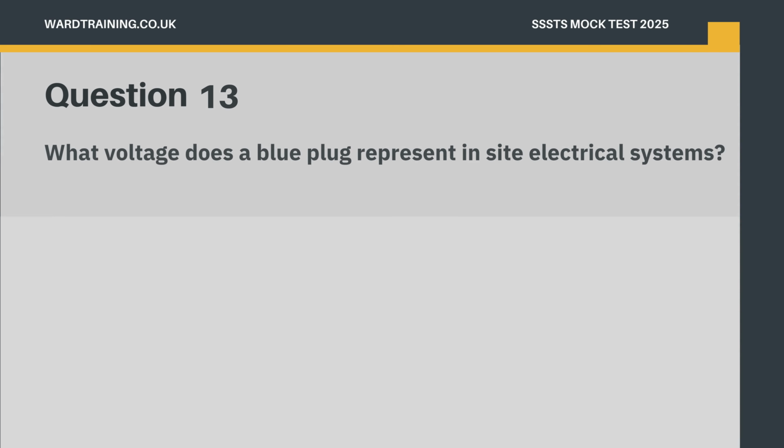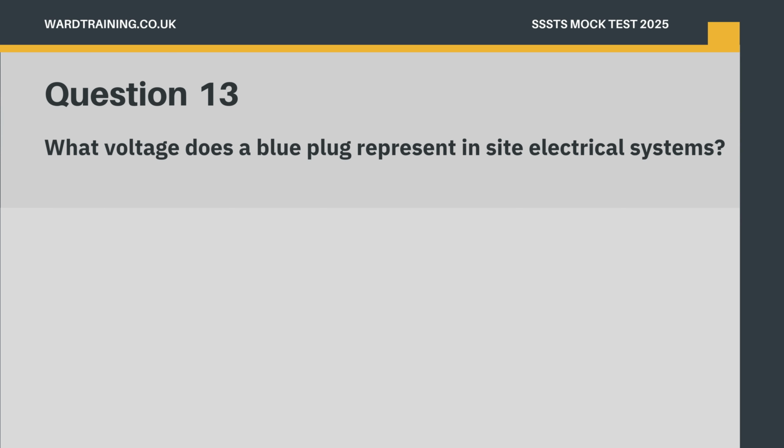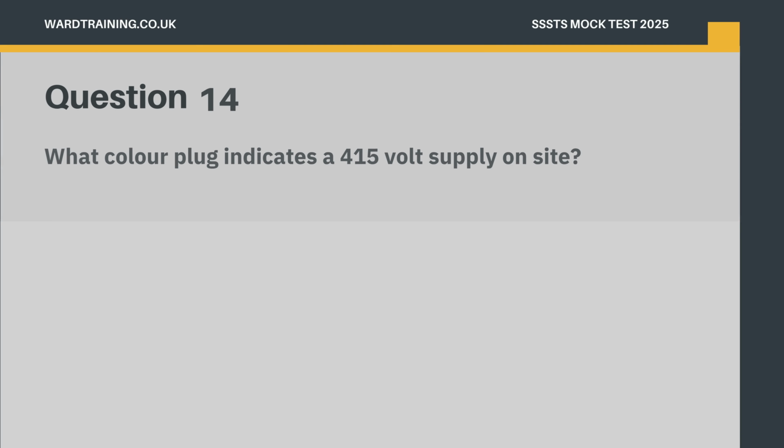Question 13. What voltage does a blue plug represent in site electrical systems? A. 50 volts, B. 110 volts, C. 240 volts, D. 415 volts. Answer: C. 240 volts.